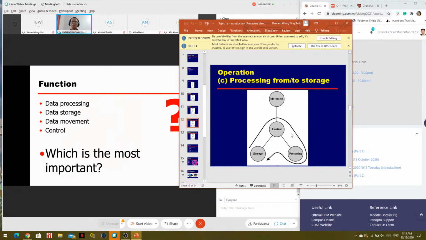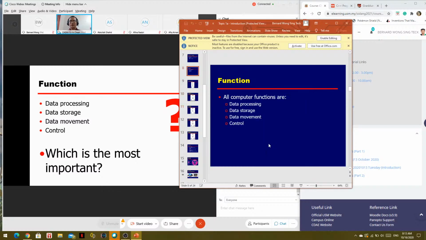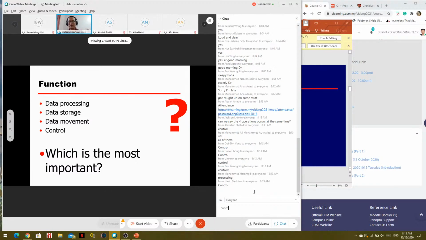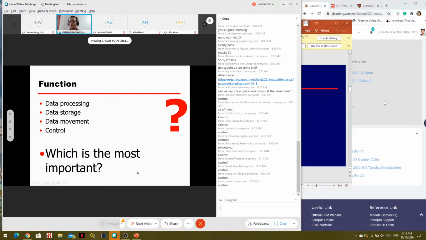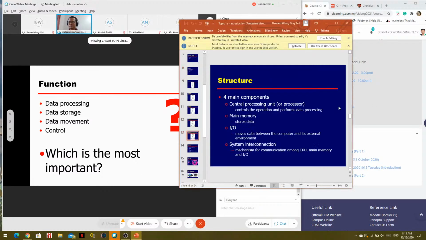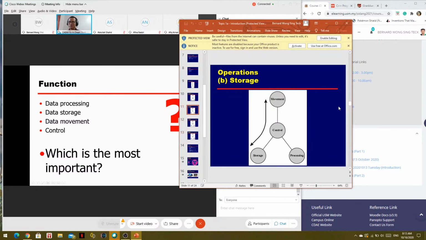Now, a very quick question. Based on these 4 functions, processing, storage, movement, and control, which is the most important? Which do you think is the most important? Maybe you can just quickly put in the chat box. I see some responses coming in.